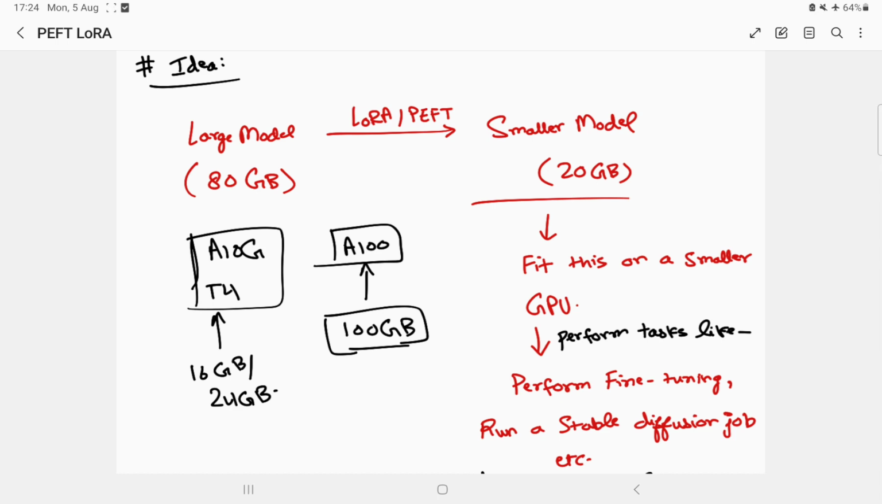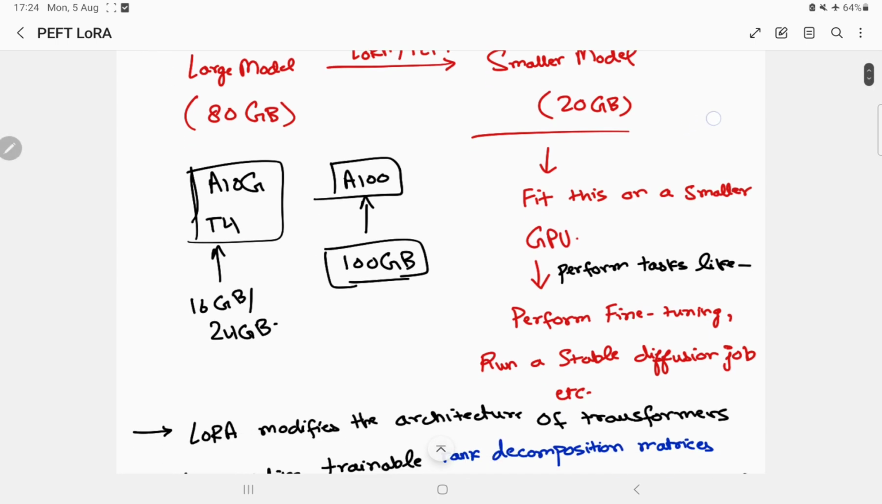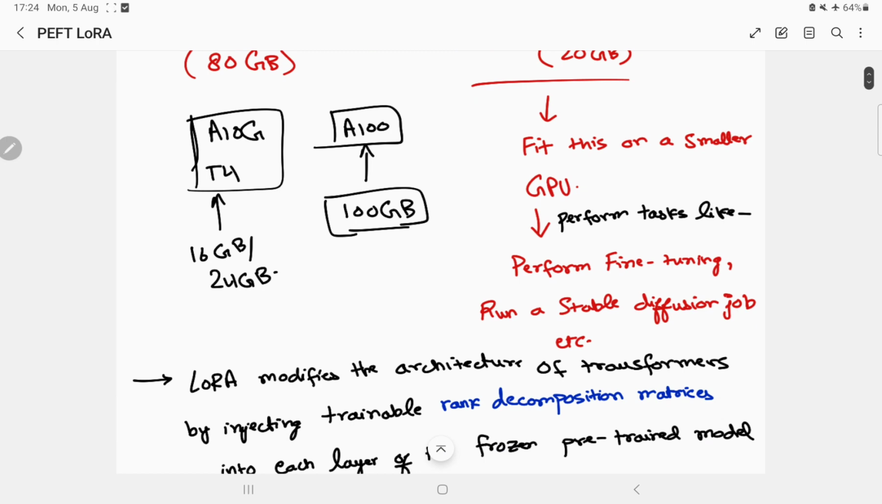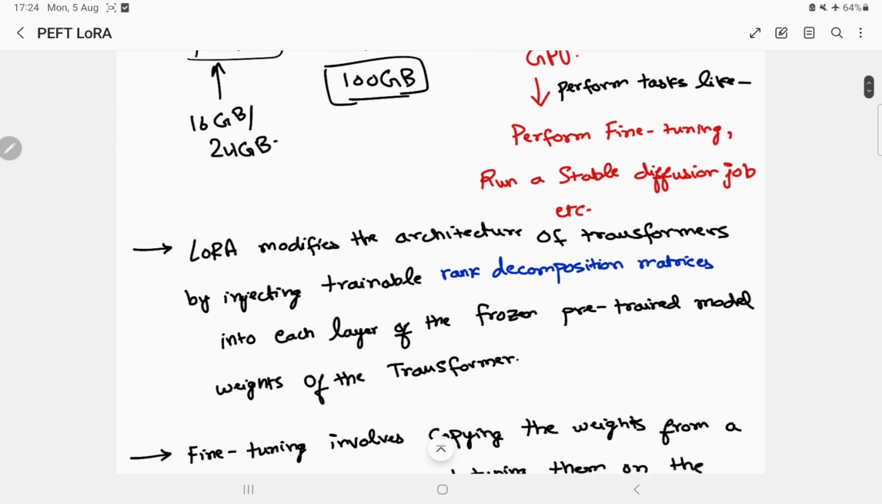And the idea is, can I somehow load this particular larger model onto one of these consumer grade GPUs, converted to a smaller model, and fit this on a smaller GPU and then perform tasks like fine tuning or say running a stable diffusion job and so on. Now LoRA modifies the architecture of the transformers by injecting trainable rank decomposition matrices into each layer of the frozen pre-trained model weights of the transformer. If you don't really understand this, don't worry, you will understand it by the end of this particular video. Just stick till the end.